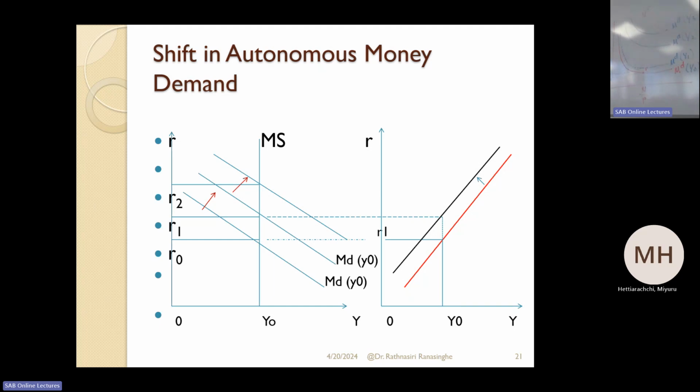Now we talk about the slope of the LM curve and the position of the LM curve. Slope mainly depends on C1 and C2. Position depends on two factors, money supply and the autonomous money demand. If there is a rise in the money supply, that will shift the LM curve to the right. If there is a decline in the money supply, that will shift the LM curve to the left. If there is a rise in the autonomous money demand, that will shift the LM curve to the left, and vice versa.